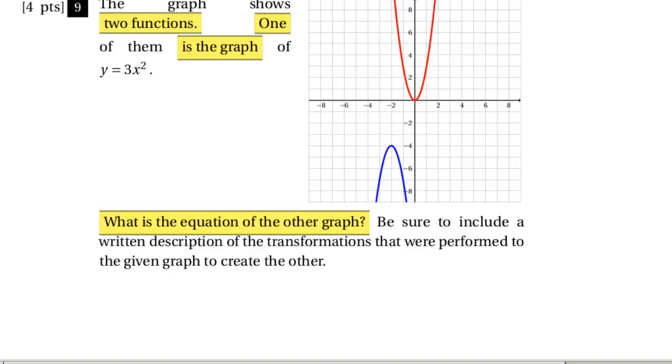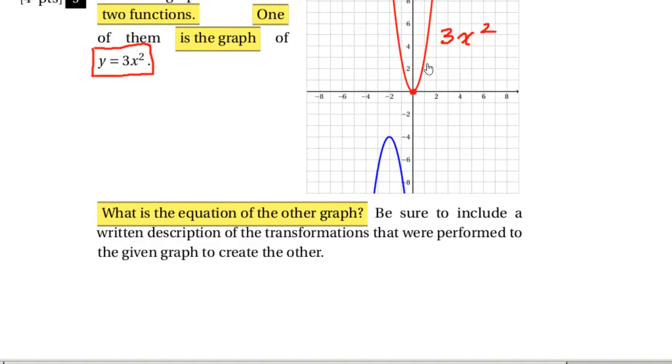I know that the basic graph is going to be this, and the basic graph always goes through the origin or has something to do with the origin. So this entire red graph is y equals 3x squared. So this is the parent graph. Now, somehow they changed the red graph to be the blue graph.